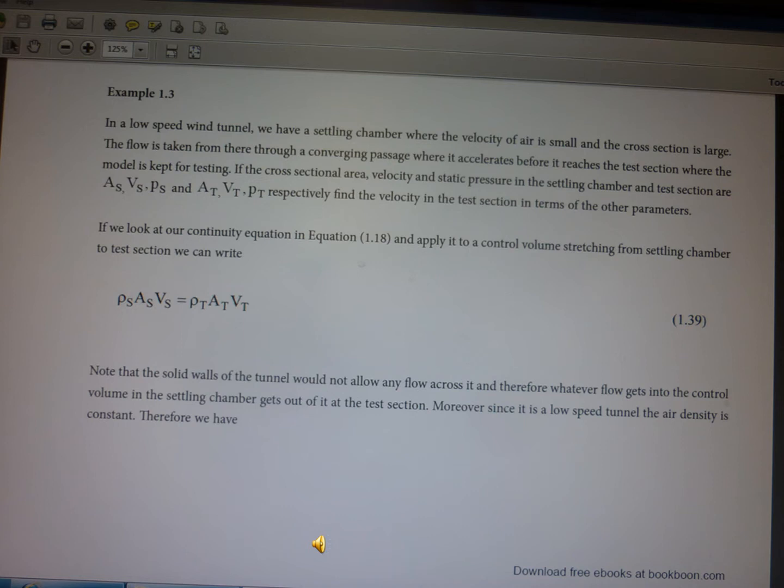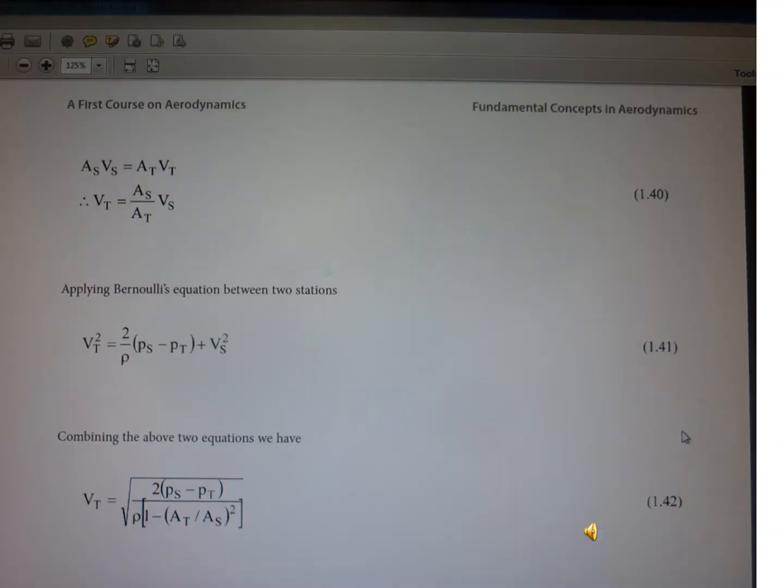The equation is written as rho S multiply AS multiply VS equal to rho D multiply AD multiply VD. First we start by writing this equation: AS multiply VS equal to AD multiply VD, so VD equal to AS by AD multiplied by VS.